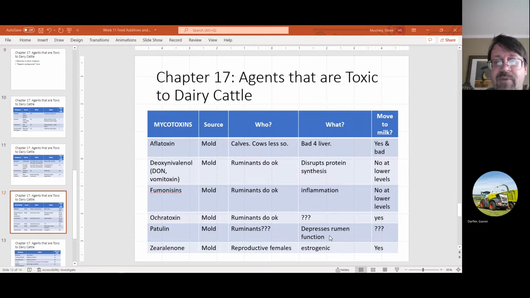So we've got a depression in rumen function, we've got inflammation in the body, disruption of protein synthesis, bad for the liver, the aflatoxins. So lots of different effects. We start looking at our herd. What are we looking for? We're probably going to see a depression in intake. Milk production is going to be off, but these other things are going to be kind of hard to see. So I guess at the dairy, we just have every binder known to man, and hopefully we're going to block all these different mycotoxins.